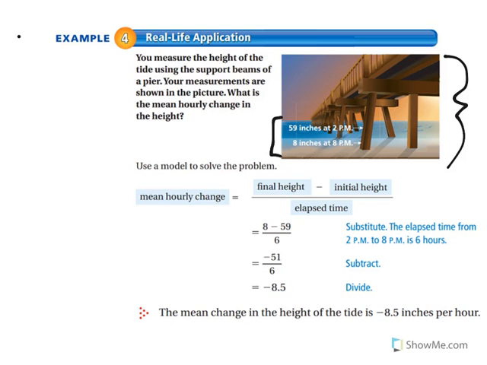So our final height is going to be 8 inches. And we're going to subtract the initial height, which was 59 inches. And then we're going to look from 2 p.m. to 8 p.m. This was 6 hours. So we're going to divide it by 6. Now, what we're going to do at this point is we're going to subtract 8 minus 59.